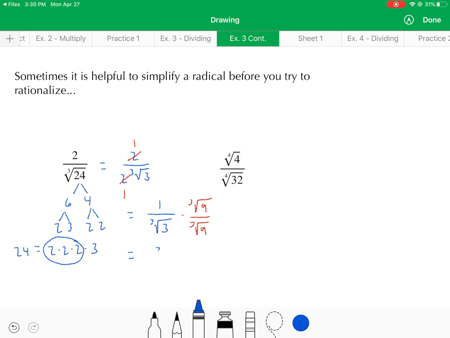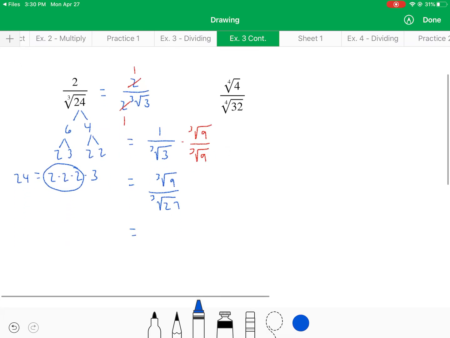So that's going to lead me to the cube root of 9 over the cube root of 27, or cube root of 9 over 3. Now we are simplified. Okay. All right, next problem, we have the 4th root of 4 divided by the 4th root of 32.